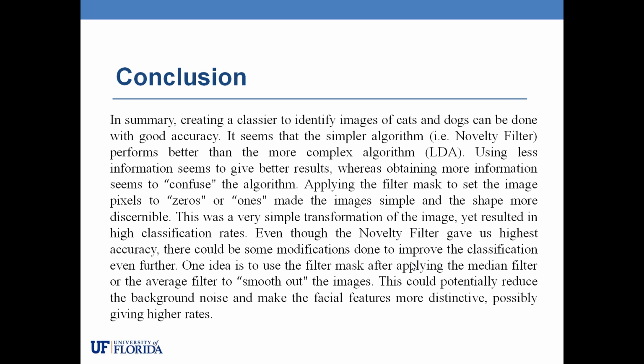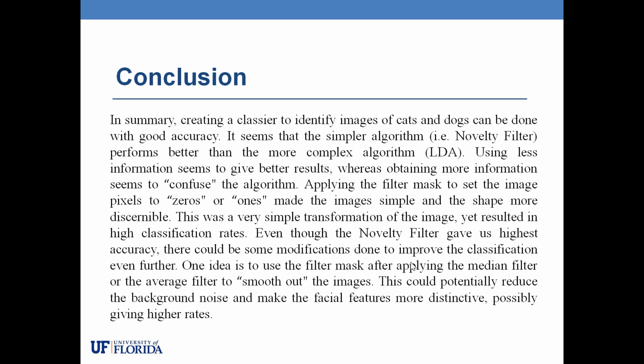Finally, let's look at the conclusion. In summary, creating a classifier to identify images of cats and dogs can be done with good accuracy. It seems that the simpler algorithm performs better than the more complex algorithm. Using less information seems to get better results, but obtaining more information seems to confuse the algorithm.